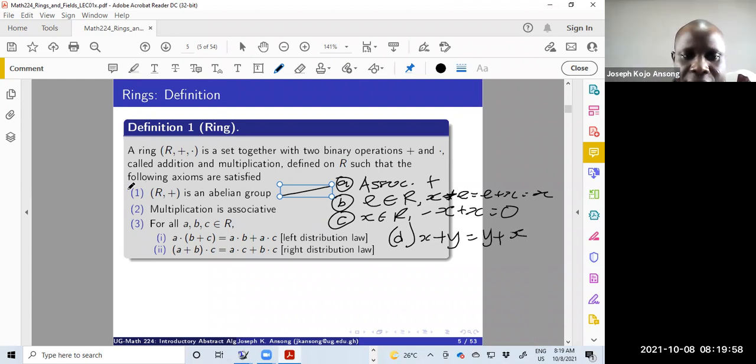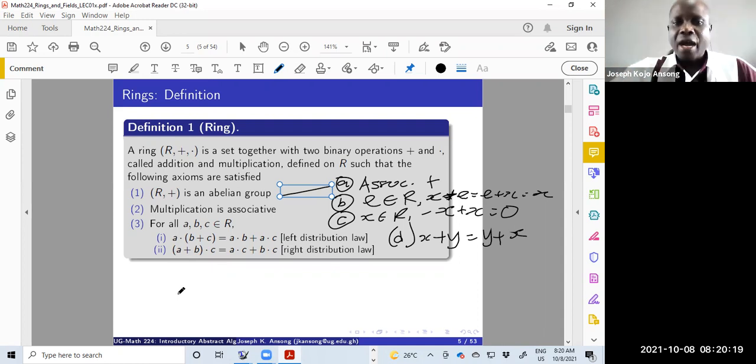So point 1 alone, right? Condition 1 alone can be split into 4, plus these other ones. So there are more axioms. Saying that R is an abelian group basically means these have to be satisfied in terms of addition. You need multiplicative associativity, and you need these ones to be satisfied.